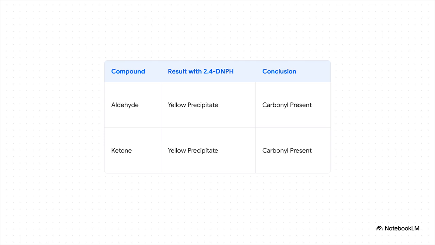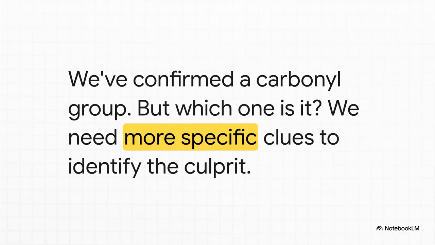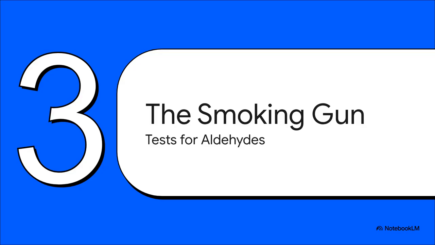So, we take our mystery liquid and add some 2,4-DNPH. If we see this yellow solid suddenly appear, what we call a precipitate, then, bingo, we've confirmed it's a carbonyl. But here's the catch. As you can see, we get that exact same yellow solid for both aldehydes and ketones. So we know we're on the right track, but we still don't know who our culprit is. The plot thickens. Okay, so to recap, our first test worked, but it was too broad. It told us we're in the right chemical family, but it didn't give us a specific name. To really solve this, we've got to bring in the specialists. Tests that are way more picky, tests that will only react with one of our suspects. And this is where the real fun begins.